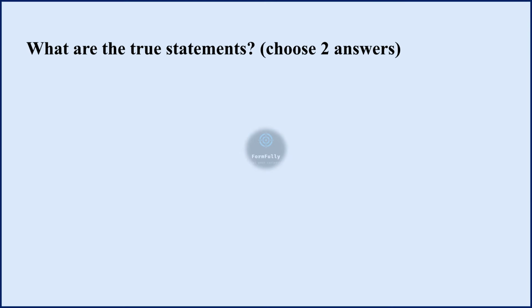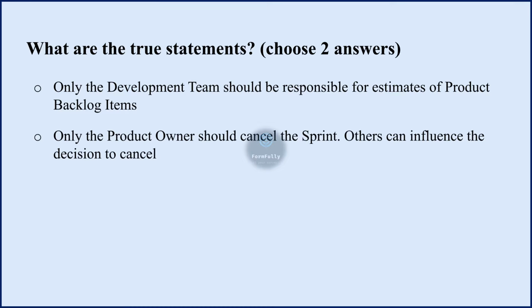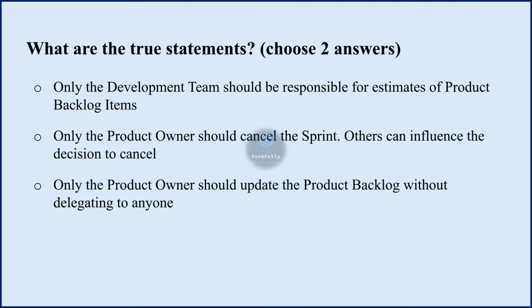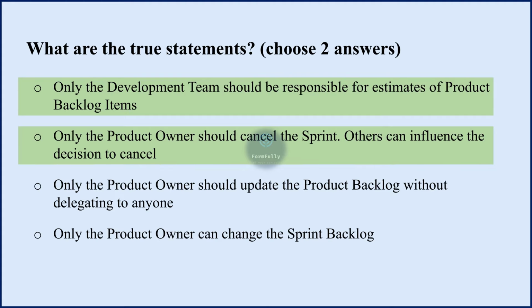Moving to the next question. What are the true statements? Options are: Option 1, only the development team should be responsible for estimates of product backlog items. Option 2, only the product owner should cancel the sprint; others can influence their decision to cancel. Option 3, only the product owner should update the product backlog without delegating to anyone. Option 4, only the product owner can change the sprint backlog. And the correct statements are: only the development team should be responsible for estimates of product backlog items, and second, only the product owner should cancel the sprint; others can influence the decision to cancel.